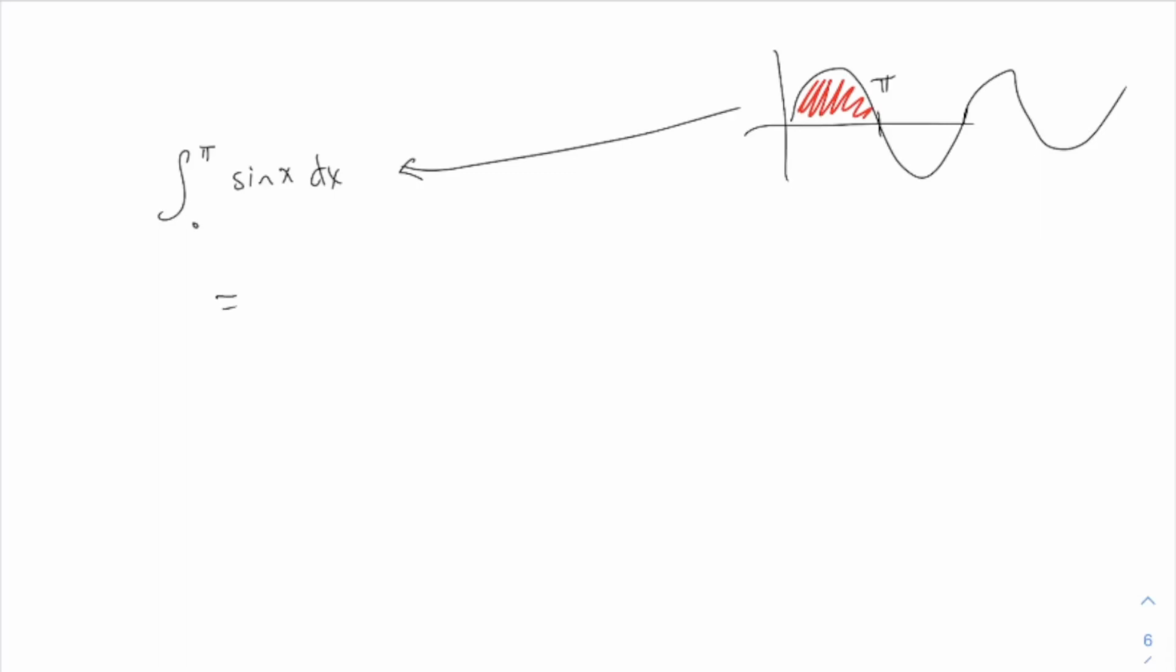What is it? You immediately do the antiderivative. What's the antiderivative of sine? Somebody shout it out. You remember it. Negative cosine, yeah. The derivative of sine is cosine. The antiderivative of sine is negative cosine. And then I'm going to plug in 0 and pi. So this is minus cosine of pi minus negative cosine of 0.